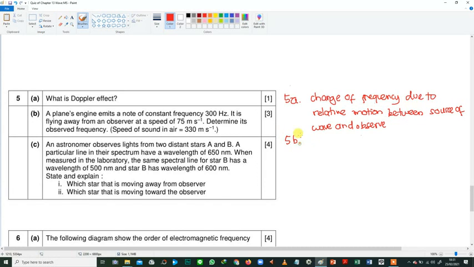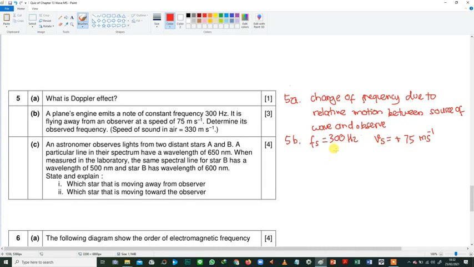5B. Okay, we have the plane engines and the frequency, so it produces the sound, so it's going to be the source. So Fs is going to be 300 Hertz. And then it's flying away from the observer. Remember what is flying away? The Vs is going to be positive. So it's 75 meter per second.